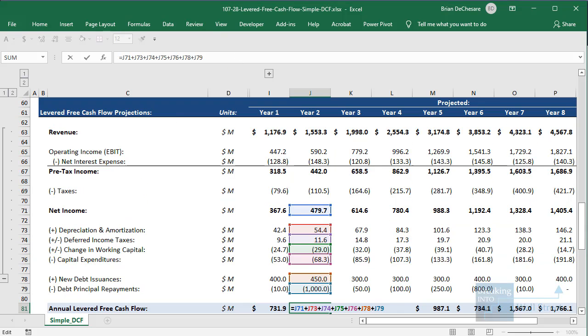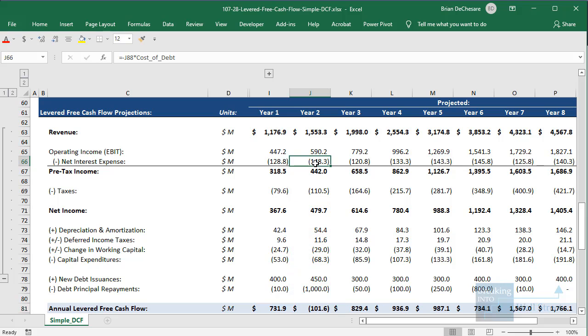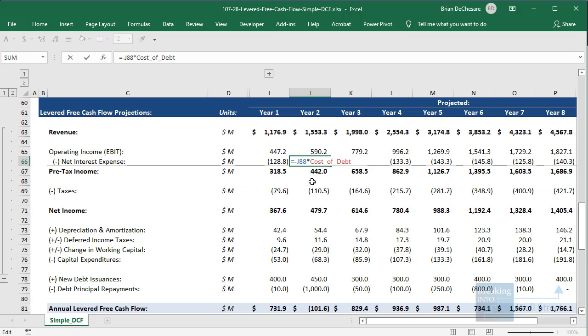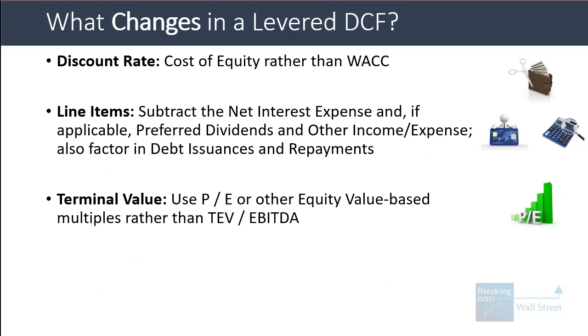And then if you go further up, we're also deducting the net interest expense here. We're essentially assuming that the company has almost no interest income here. So I'm just basing this on the debt balance and the cost of debt, or the average interest rate on the debt the company has, but that's the basic idea.